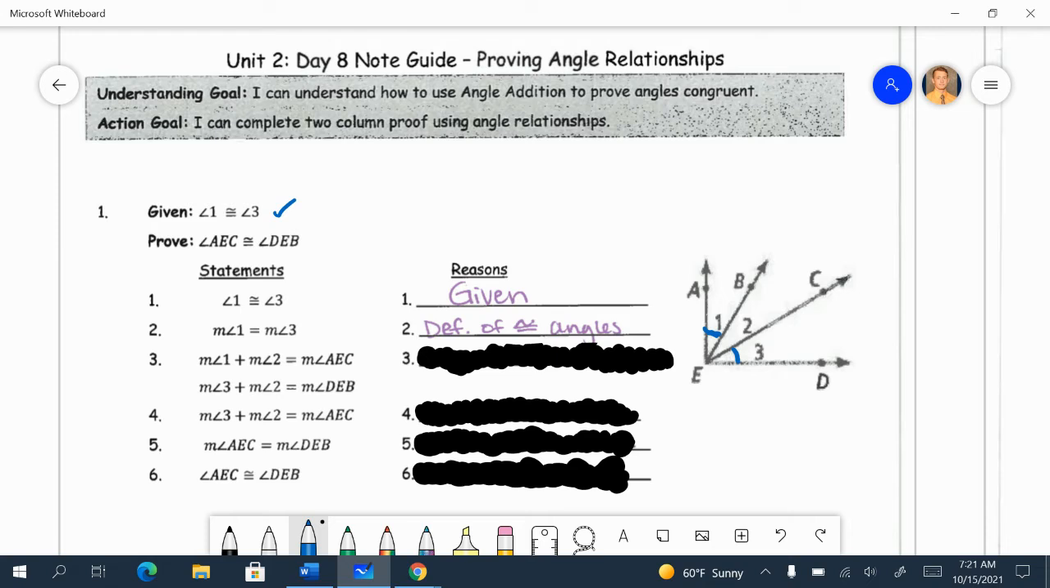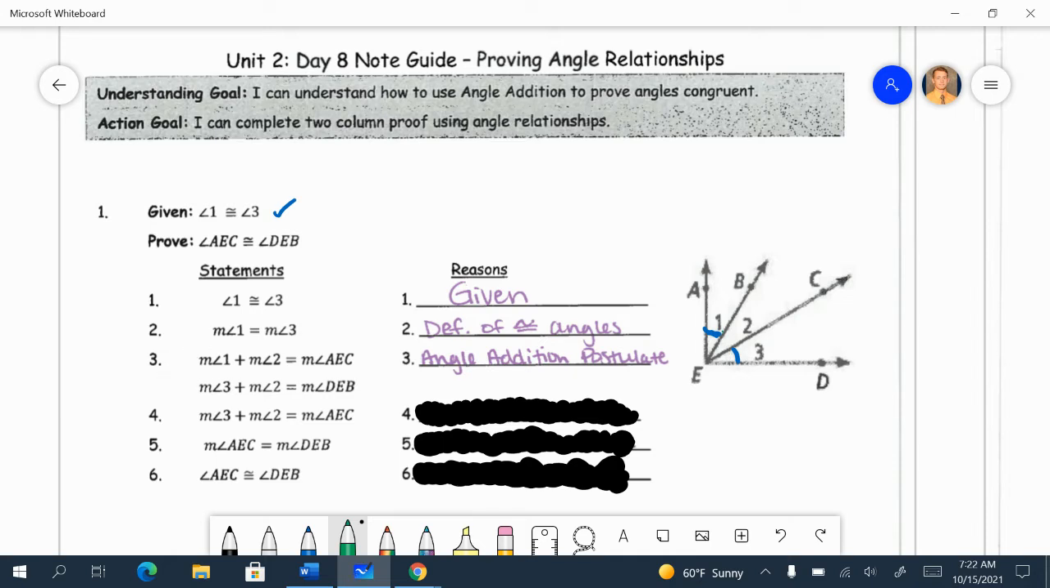I see measure of angle 1 plus measure of angle 2 equals measure of AEC. Well, that should make sense. Like this angle plus this angle equals the big angle, right? If we do little angle plus little angle, that's not new to us. That would be called angle addition postulate. And they just did one line for number 3 because it's the same thing for both of these. This is angle addition postulate, and so is that one.